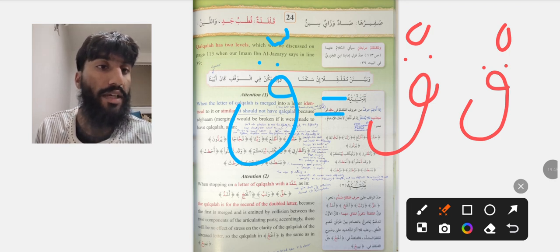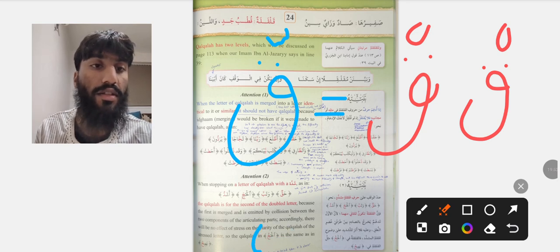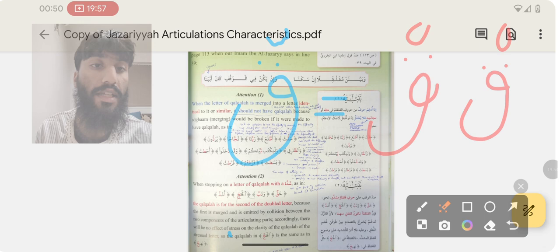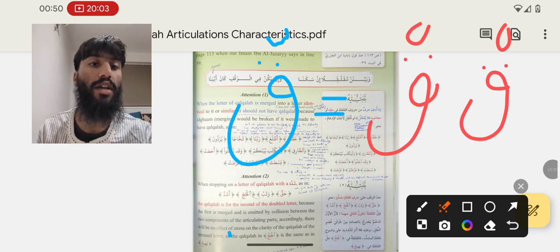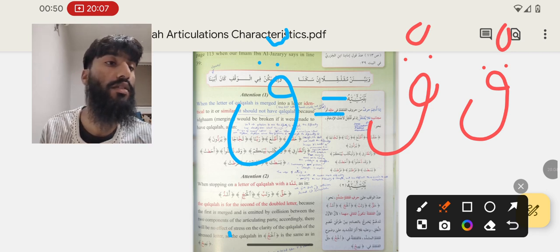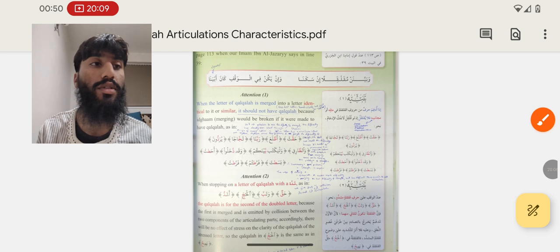So in the example here, it says Al-Hajj, right? It's exactly the same as Bahij. Bahij and al-hajj. Okay, good. That's good.